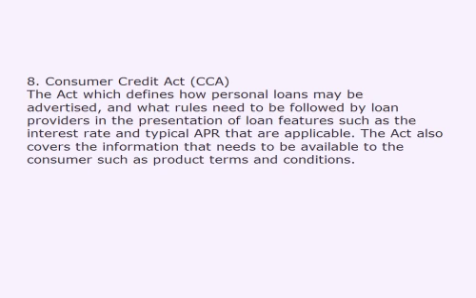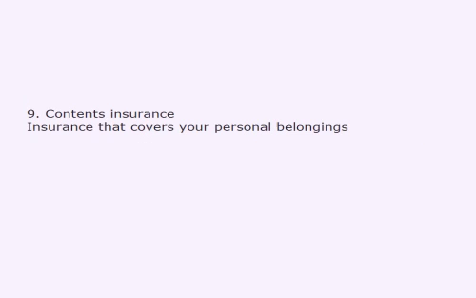8. Consumer Credit Act, CCA. The act which defines how personal loans may be advertised, and what rules need to be followed by loan providers in the presentation of loan features such as the interest rate and typical APR that are applicable. The Act also covers the information that needs to be available to the consumer such as product terms and conditions. 9. Contents insurance. Insurance that covers your personal belongings.